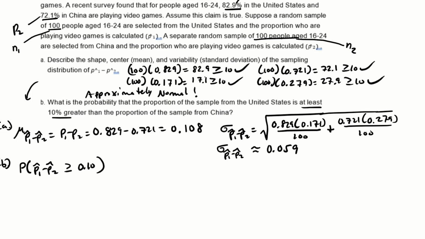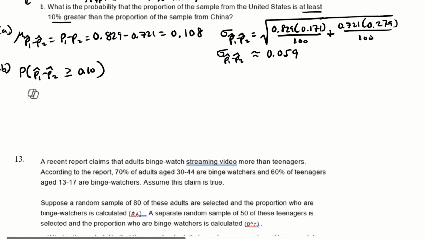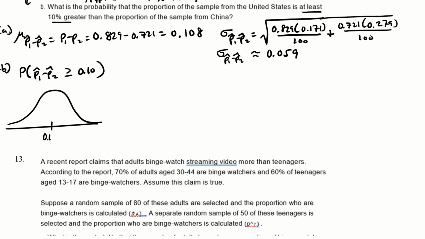All right, so now if we were to draw a normal distribution, which we'll do here, in the center we have the mu, which is 0.108, that we calculated. And we want it to be greater than or equal to 0.10. So 0.10 is here, greater than or equal to that, and that's the p hat 1 minus p hat 2. Now, we're going to show you the formula for z as well as the calculators. We're going to do both.